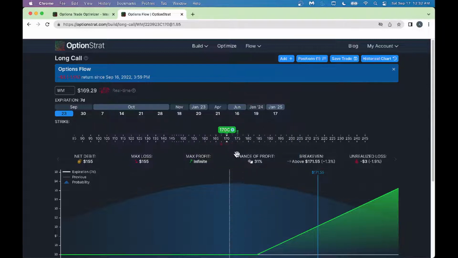They did not put too much money. Look, it's just $155 because it's out of the money slightly, and maximum profit is infinite, and chance of profit is 31%, mainly because it's slightly out of money. It's a good way. These folks might be knowing something. You can follow those folks, and you can go back to flow here and look at live flow more.